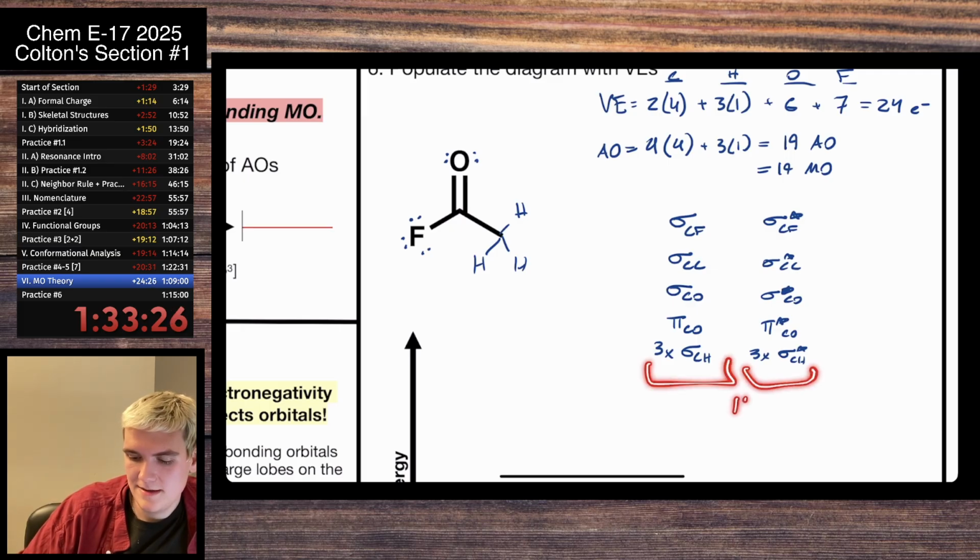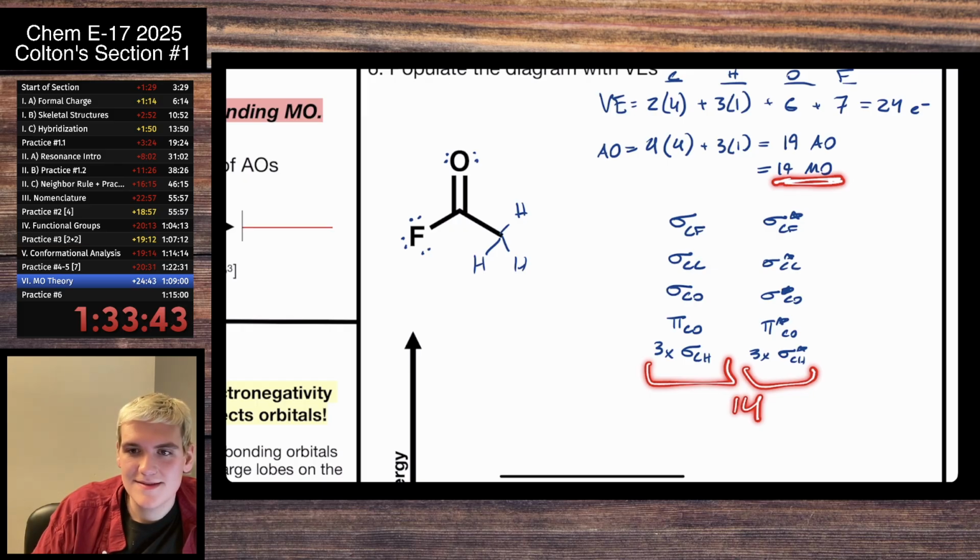Now we have 14, but 19 was our goal. So we're still missing 5. Any idea what these other 5 molecular orbitals should be? Feel free to unmute or type in the chat.